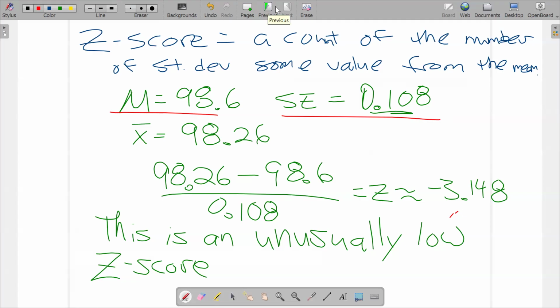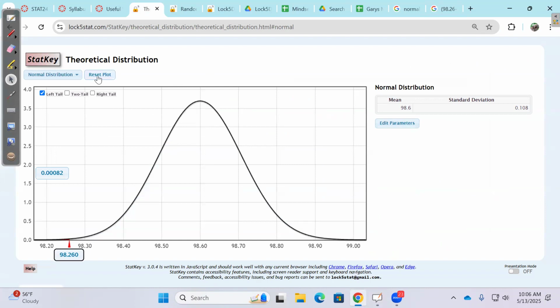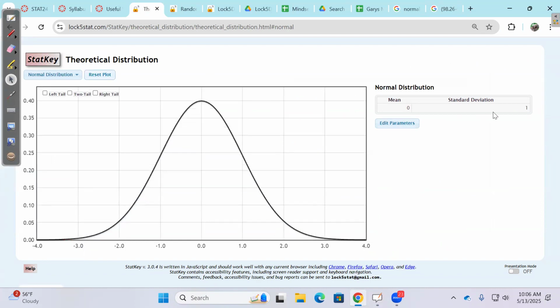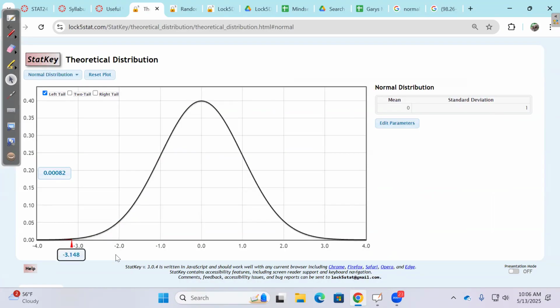Here, theoretical normal, I'm going to just reset the plot. And now I have a mean 0 and a standard deviation of 1. So now it's set up for me to plug in a z-score. Okay, I was doing a left tail test, so I choose left tail. And then I just plug in the z-score I calculated. Mine was negative 3.148. And what's my p-value? 0.00082. Same as I got before when I had the mean of 98.6 and the standard error of 0.108.